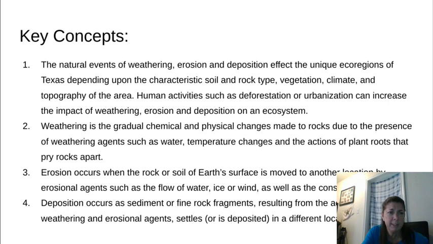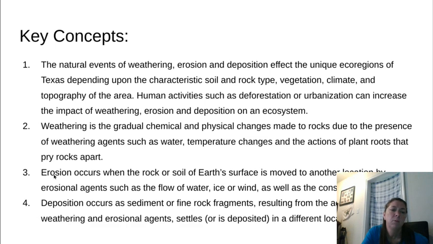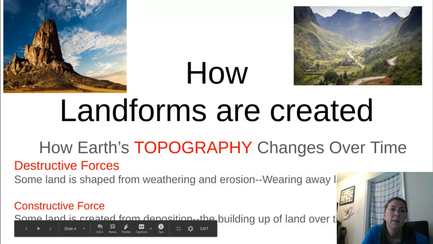The second one states weathering is a gradual chemical or physical change. We will look at the two types of weathering: changes made to rocks due to the presence of weathering agents such as water, temperature changes, and actions of plant roots that pry rocks apart. Erosion, we'll talk about what that is and the things that can cause erosion to happen. And deposition. So these are your three big ones here, okay?